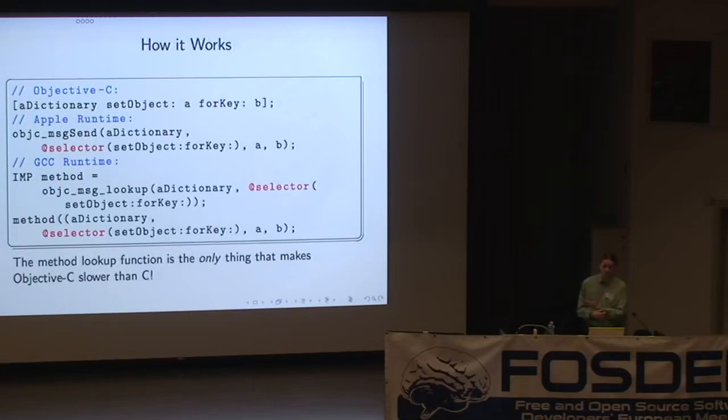The GNU runtime version does it as a 2-step process. So the first call is to this objc_msg_lookup function, which returns a function pointer, and then you just have the compiler insert a call to that function just as it would insert a call to any other C function. So this is really the only thing that makes Objective-C slower than C, this one extra layer of indirection in message lookup. So that's just a little bit of history and why Objective-C is interesting, how it works.